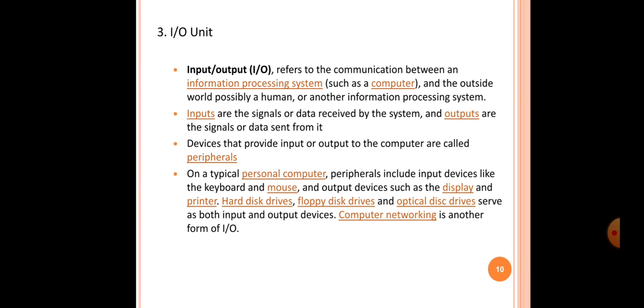Now, devices that provide input or output to the computer are called peripherals. On a typical personal computer, peripherals include input devices like the keyboard and the mouse, and output devices such as the display, so we can say the monitor, printer, hard disk drives, floppy disk drives, and optical disk drives. So there are both input and output devices. Computer networking is another form of input and output.